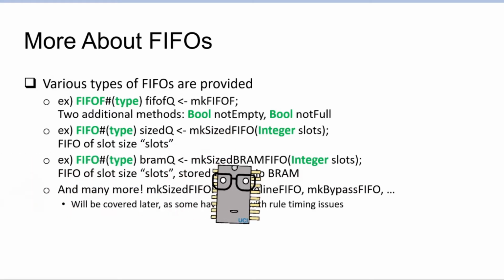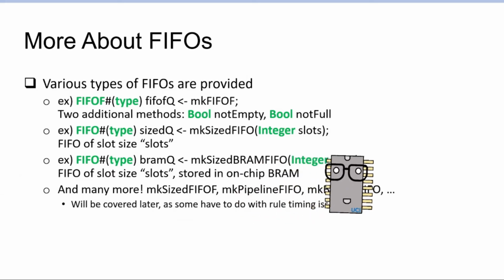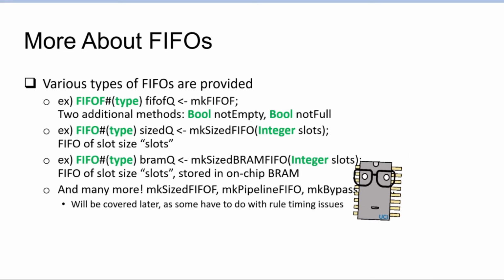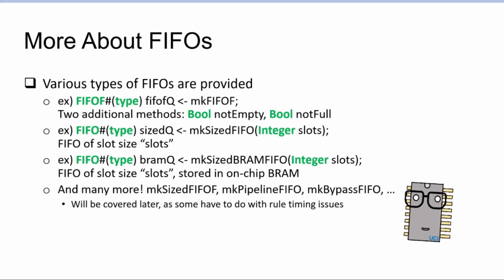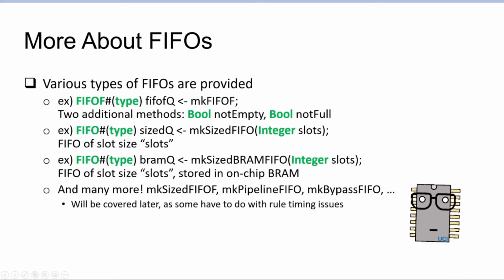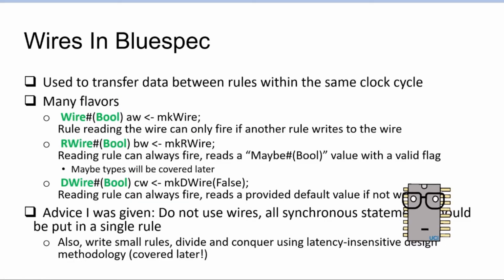You can have a mixed size BRAM FIFO, which implements the FIFO using block RAM, the larger size block RAM. So you can have FIFOs of size thousands of slots if that's something that you require. And many more. There's a bunch of stuff, but you probably don't need to talk about all of this for the purpose of this class. So hopefully all of this will become self-explanatory when we start actually looking at the actual code.